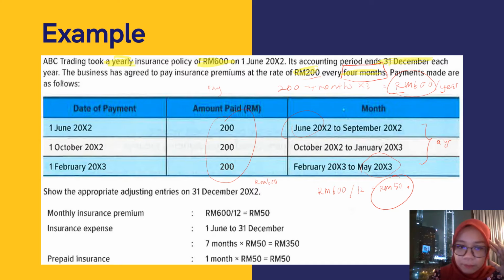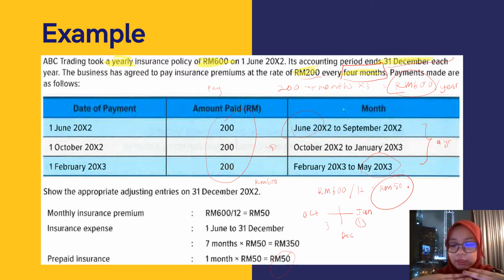For example, in October, it pays for October, November, December, and January. October until January, but the closing account is up until December. October, November, December is 3 months, so we have 1 month in advance. The advance payment is 50 ringgit because the expense incurred is 50 ringgit per month. We have to recognize the prepaid expenses.